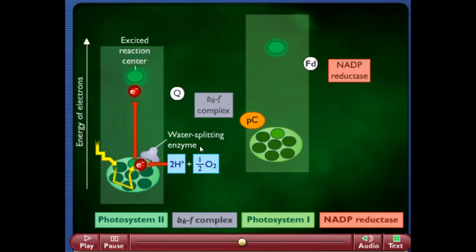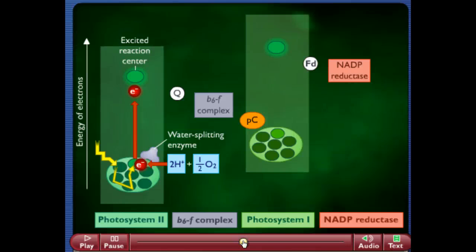So again, in step 1, a photon of light strikes the reaction center. So here's our photon of light striking the reaction center and exciting the electron. And then two water molecules get split by an enzyme called the water splitting enzyme that's connected to the photosystem 2 center.